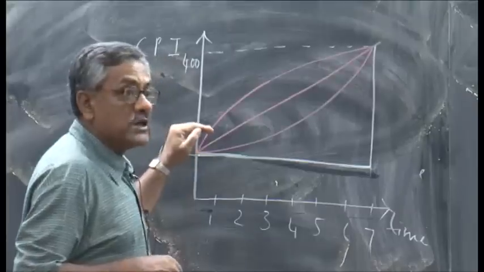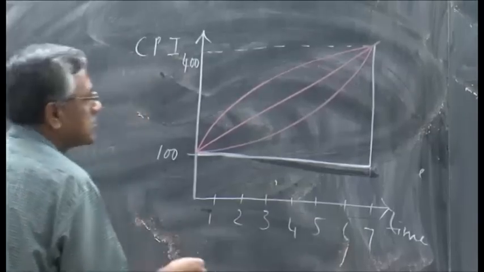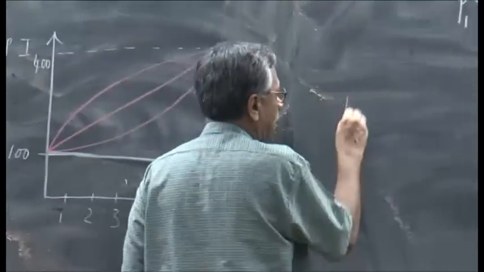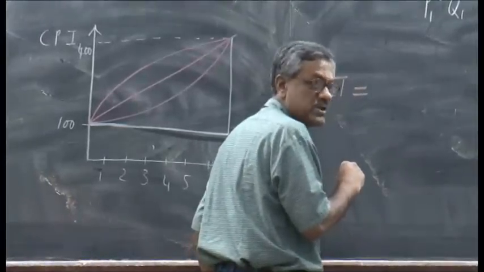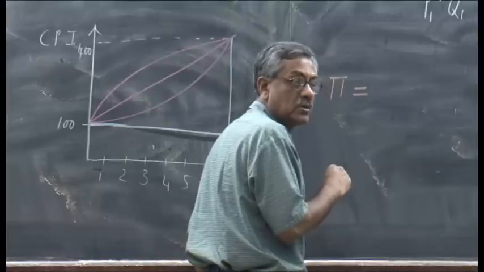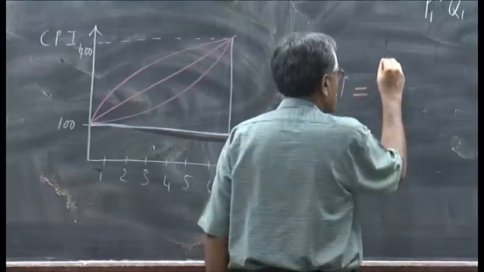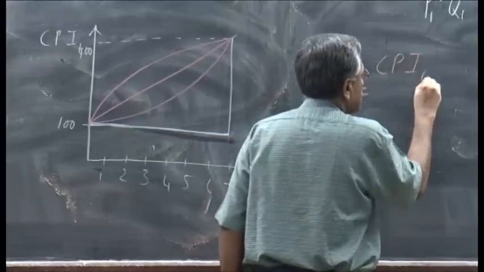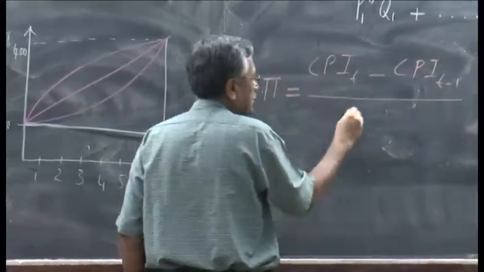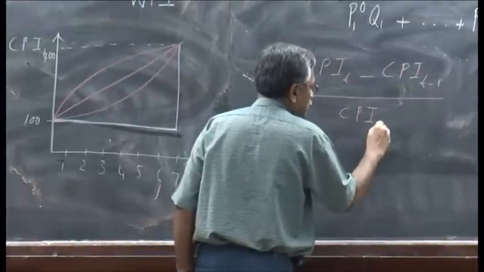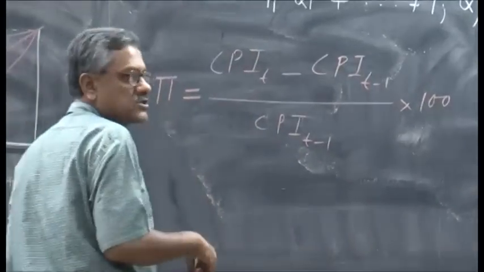Because the CPI value is increasing every period, the pi value, inflation rate is measured in terms of pi, is changing or non-zero. It may change, it may not change, it may be constant, but non-zero. That means CPI is changing continuously. So you have (CPI T minus CPI T minus 1) over CPI T minus 1, into 100. Pi is the inflation rate.